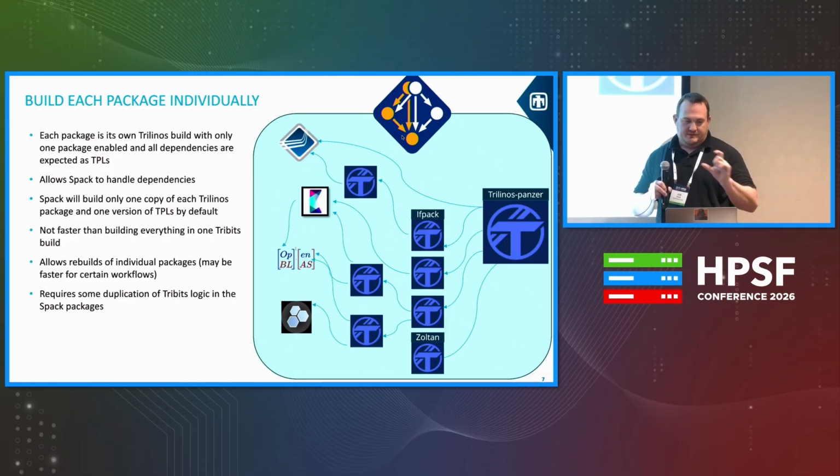So that enable TPL option tells Tribits not to build the package, but to expect it. So it allows rebuilds of individual packages, which, depending on your workflow, might be faster, but fast is not really the goal of this. The goal is ease of use and hopefully bringing new folks in. But it does require some of that duplication.